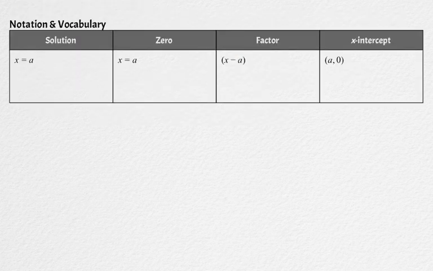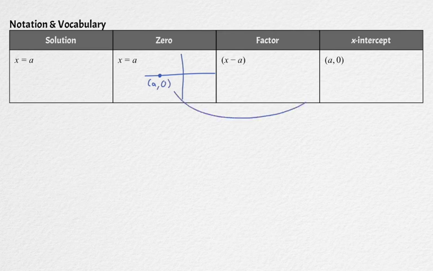So in the next section, we're just looking at some notation and vocabulary. Here it says x equals a in both of these boxes. The first one is the solution, the second one is a 0. They mean the same exact thing. We call them zeros because it's where we get the x value where it would cross on the x-axis, and at that point it would be a comma 0, which actually brings us over here, right? That's how you'd write an x-intercept.